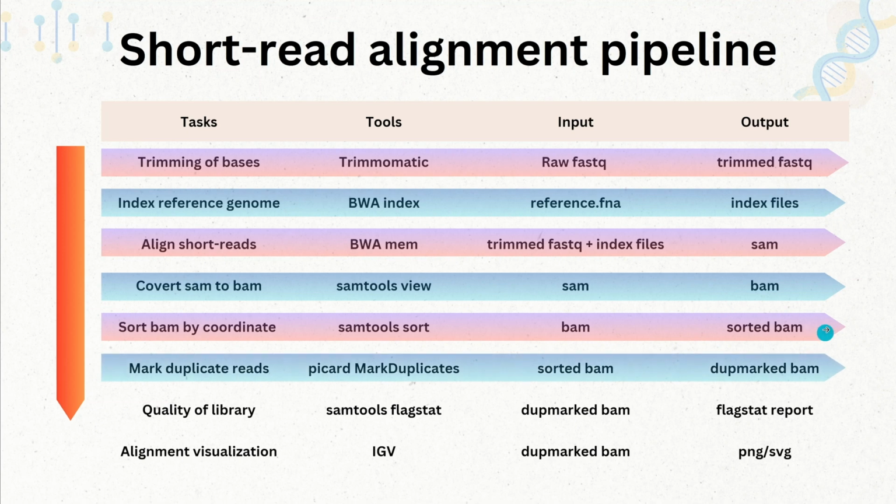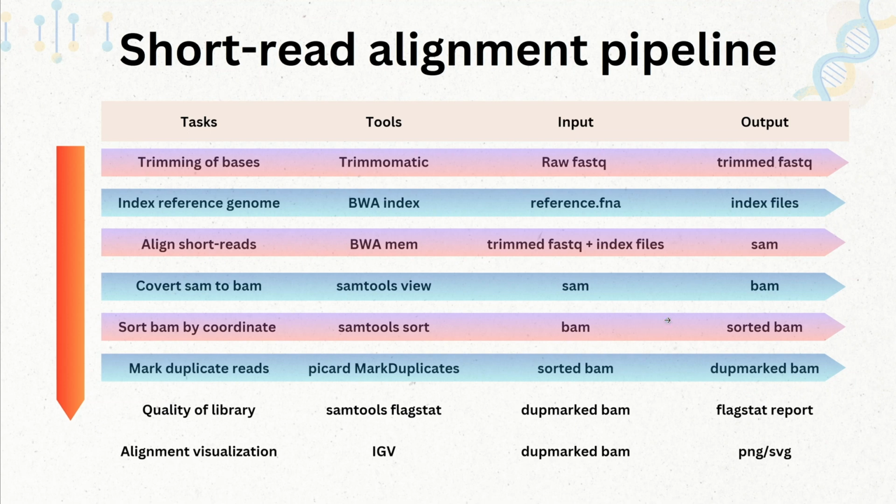And then the sorted BAM file will be used to mark duplicate reads using Picard. Picard will add a flag of duplicate reads in the sorted BAM file and which will generate another BAM file which is duplicate marked. So this is the final output of this alignment process. The duplicate marked BAM file is already sorted and also there is a flag for duplicate reads. We can use this BAM file in most of the downstream analysis.